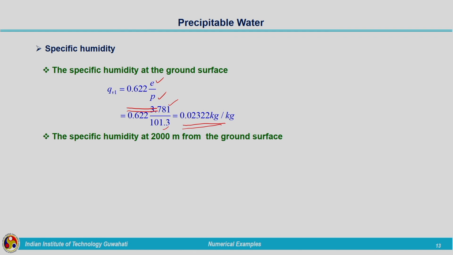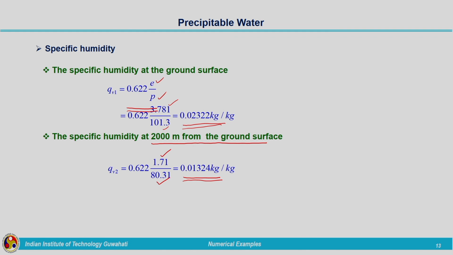Now, specific humidity at an elevation of 2000 meters from the ground surface we need to calculate. The same expression we will use, and it is calculated to be 0.01324 kilogram per kilogram. That is, the vapor pressure at an elevation of 2000 meters is 1.71 and the atmospheric pressure is calculated to be 80.31.